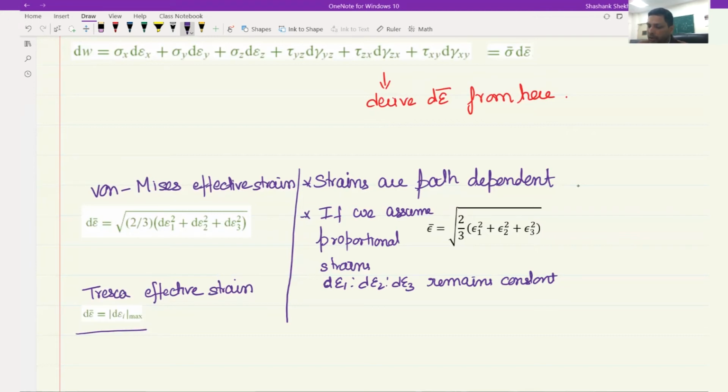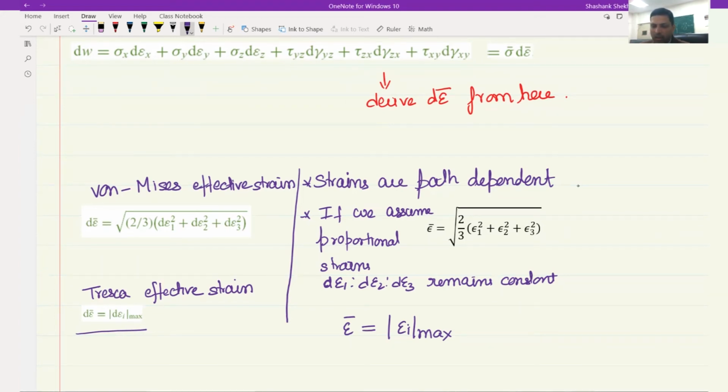So here the d epsilon is now replaced with the strains. So epsilon bar is equal to the square root of 2 by 3 times epsilon 1 square plus epsilon 2 square plus epsilon 3 square. And for the case of Tresca, this epsilon bar translates to epsilon i max. So these are the two definitions of effective stress and effective strain for von Mises and for Tresca. So this is the original equation, and assuming that we are keeping d epsilon 1 to d epsilon 2 to d epsilon 3 constant, we get this.